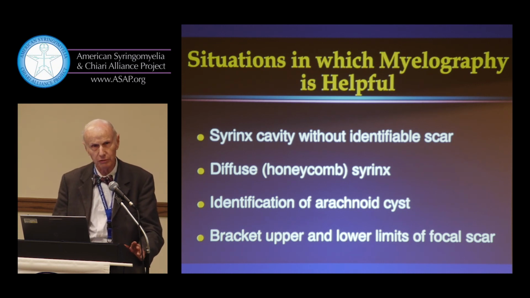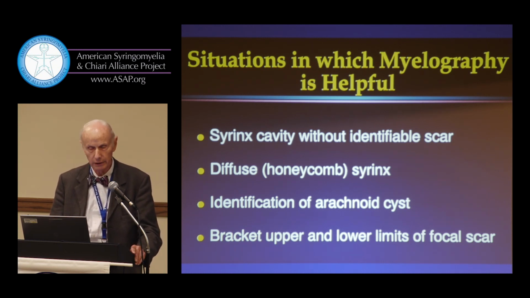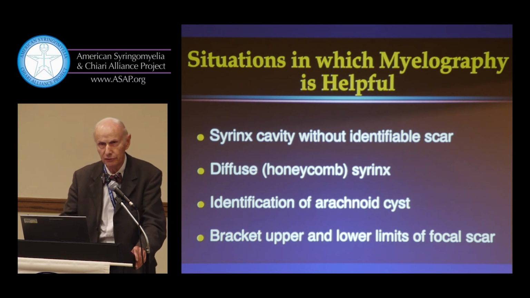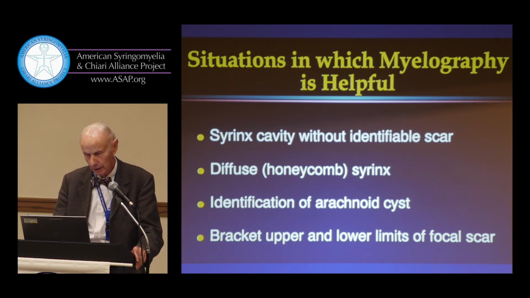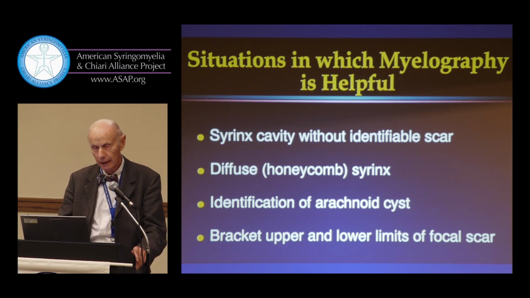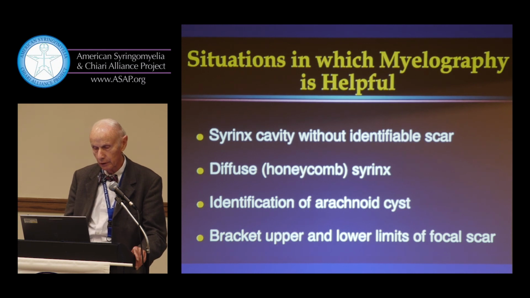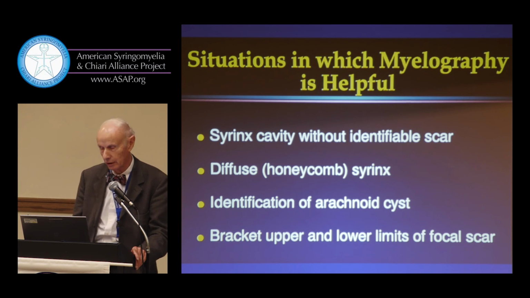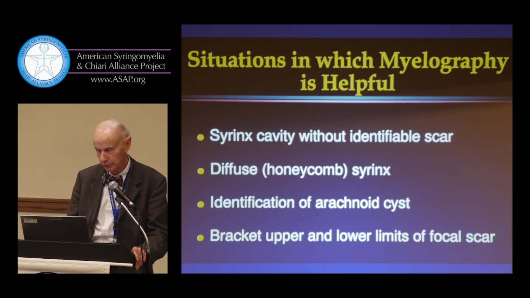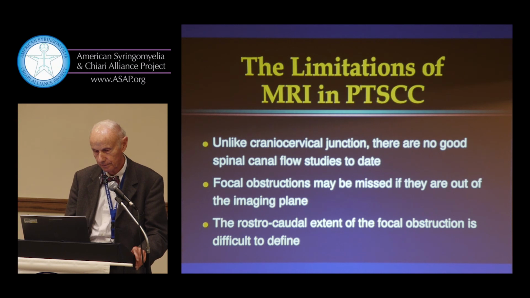What are the situations in which myelography, using gadolinium, by the way, is or may be helpful? A syrinx cavity without an identifiable scar or obstruction, a diffuse honeycombed syrinx, sometimes in the identification of an arachnoid cyst or membrane, and particularly to bracket the upper and lower limits of a focal scar, because the extent of that subarachnoid scar may determine how we treat this particular patient.